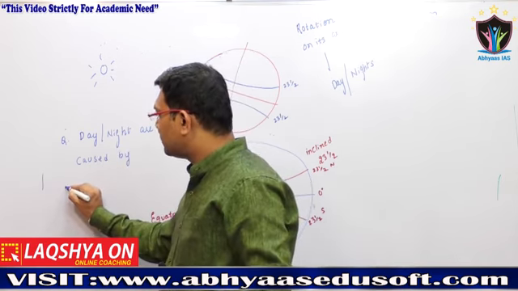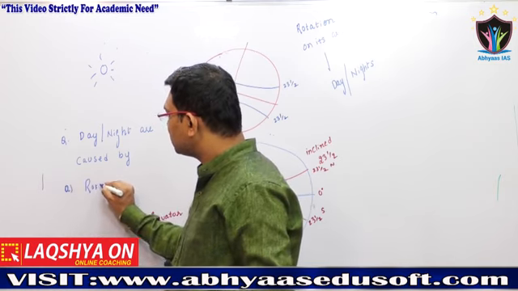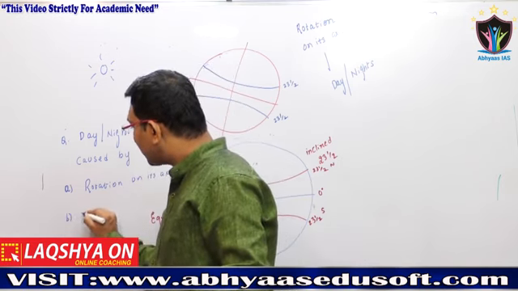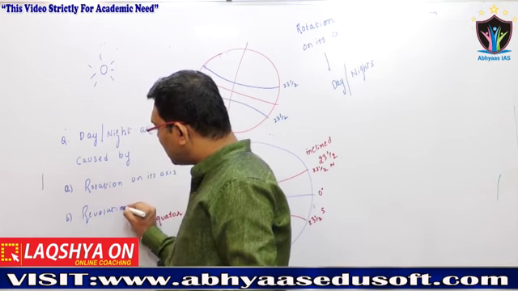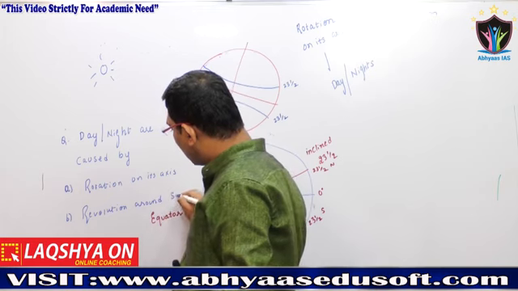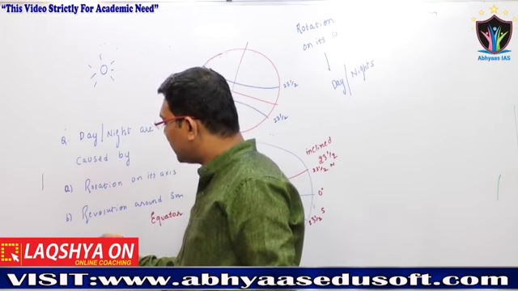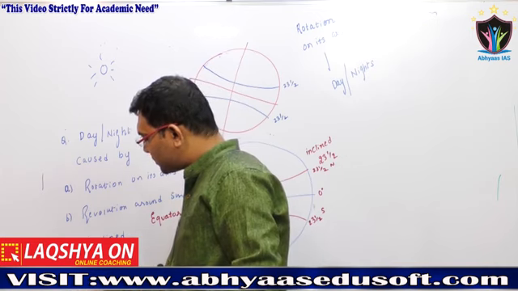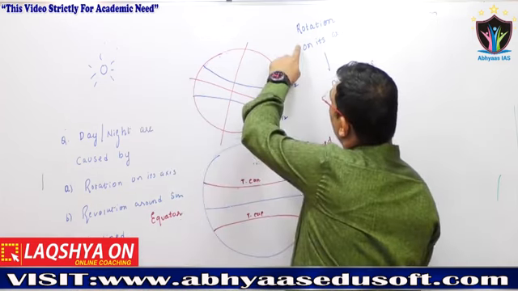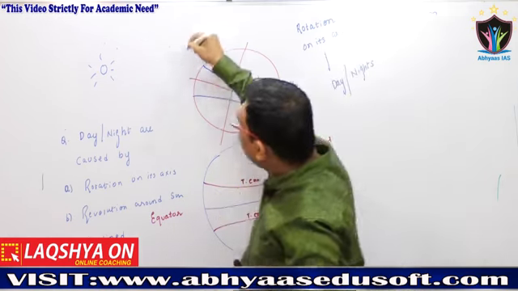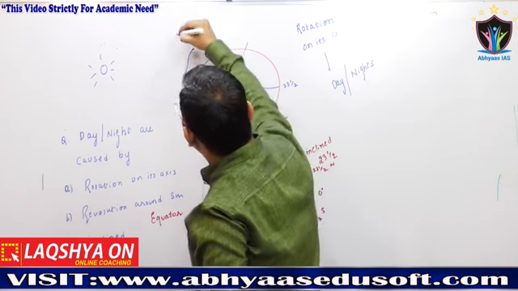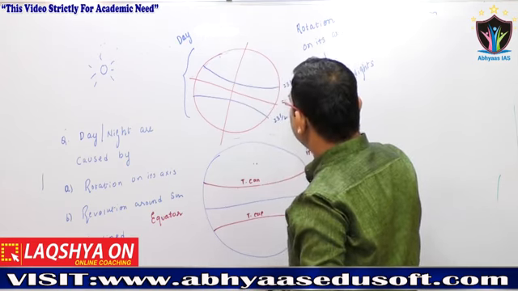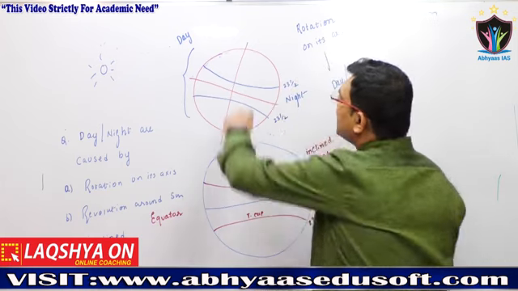Option A, due to the rotation on its axis. B, revolution around the Sun. C, due to the inclined position. D, none of these. What will be the answer? The resultant of the rotation, because the Earth is rotating. Whichever part is facing the Sun will be day. The other part, which is not facing the Sun, is called night. So which line is this?